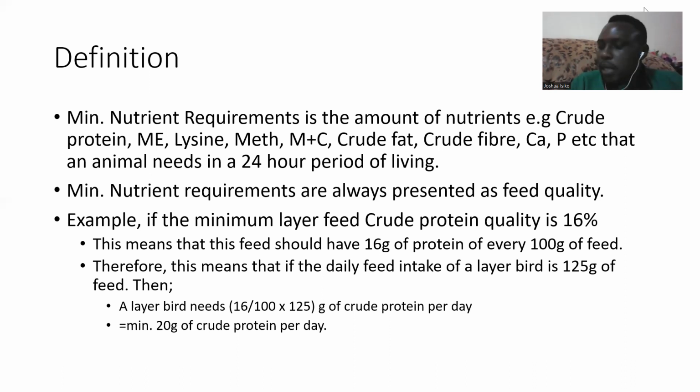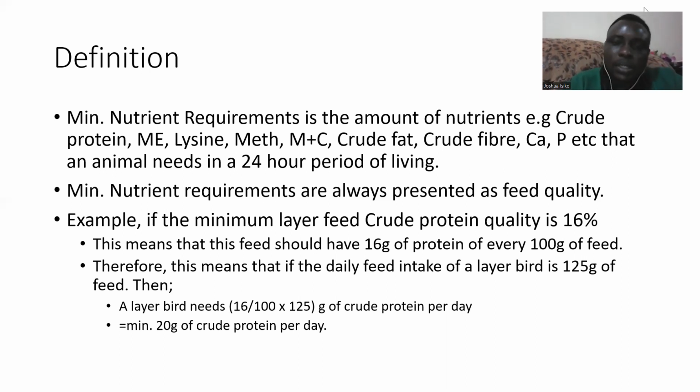So that means that you need to have feed which is having 16 grams of crude protein in every 100 grams of feed. That's the quality of feed. What I mean is that if I separated the crude protein from the 100 grams, I should have 16 grams aside, and the other 84 is other things.